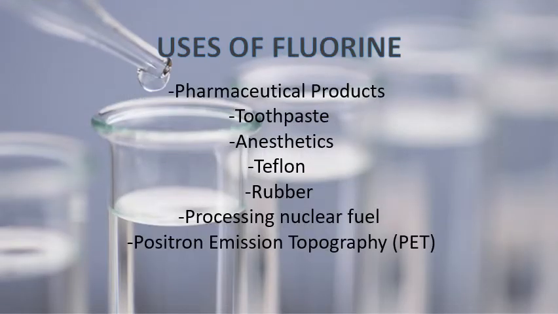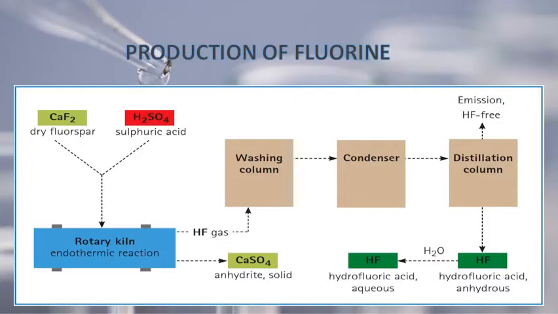For the uses of fluorine, it can be for pharmaceutical products, toothpaste, anesthetics, Teflon, rubber, processing nuclear fuel, and positron emission tomography. Fluorine gas is generated by electrolysis under varying conditions of temperature and electrolyte composition. These variables often require cells constructed of different materials.